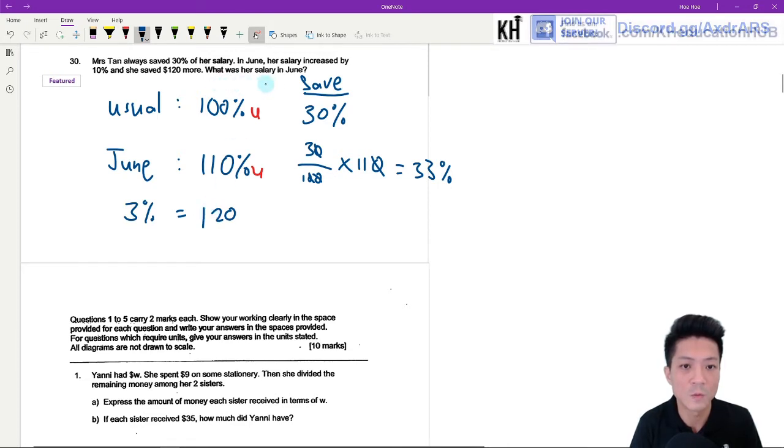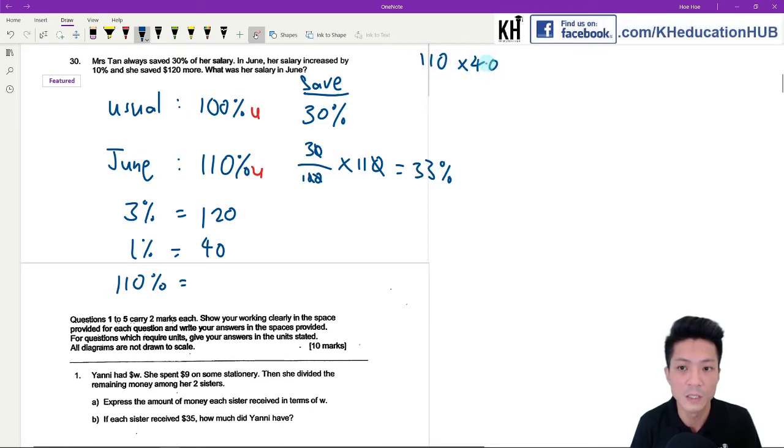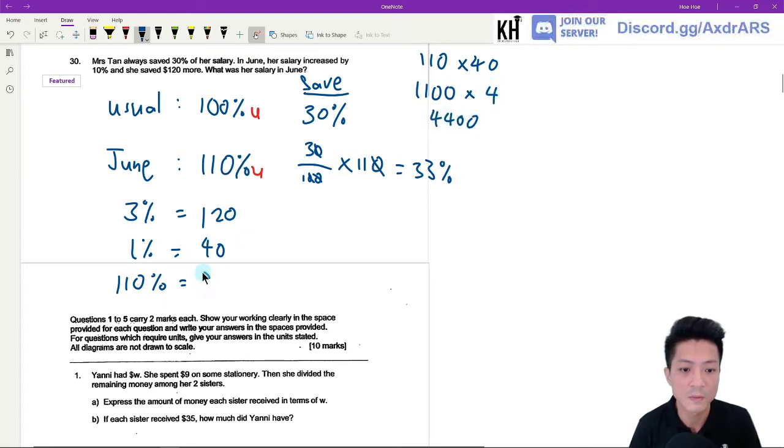They want you to find her salary in June, which means that first I need to find what is 1%. 120 divided by 3 will give me 40, and next I need to find what is 110%. You can do your working somewhere else. 110 times 40 is 1100 times 4, which is basically 4400. This is the answer.